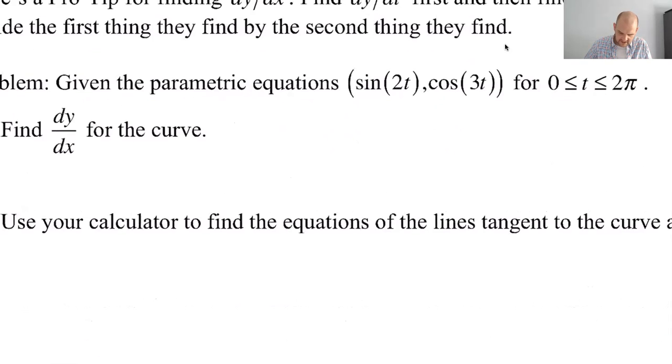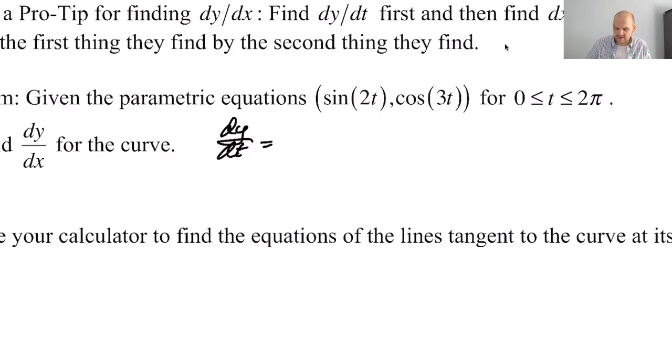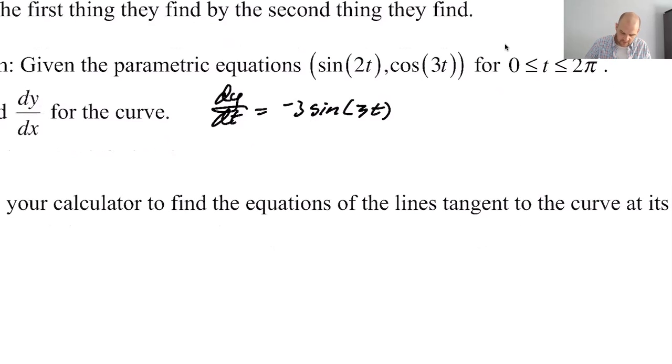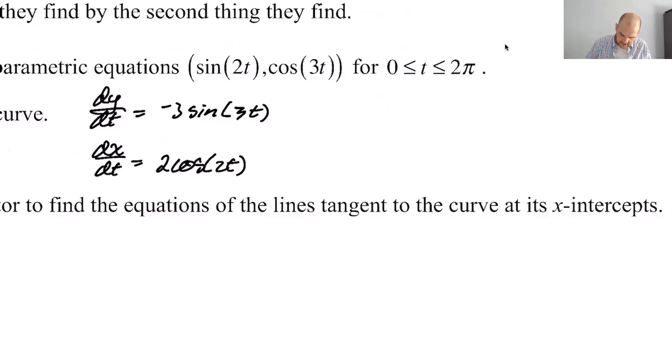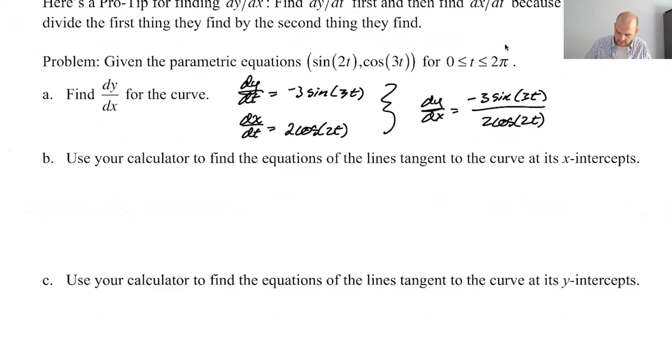So let's find dy/dx. I'm going to find first dy/dt, because I think you should find that first, because what most humans do is divide the first thing by the second thing, regardless of what you should actually do. So here we can hack through that by making sure the first thing we find is the one we need. dx/dt will be 2 cosine of 2t. So we're finding dy/dx. Combine these: dy/dx is -3 sine of 3t over 2 cosine of 2t. That in no way, shape, or form simplifies.